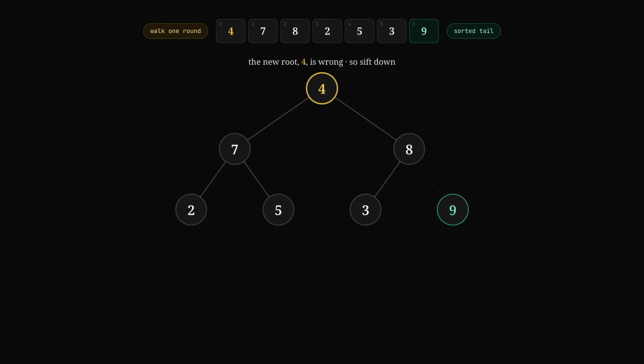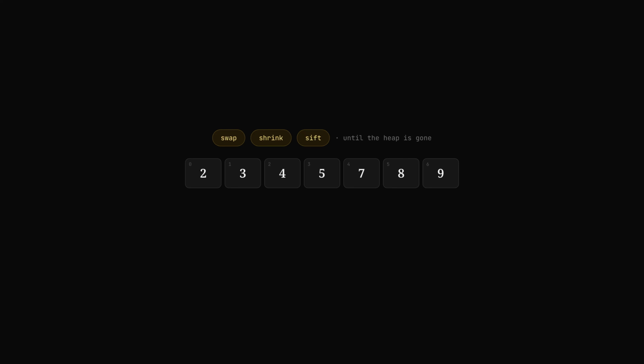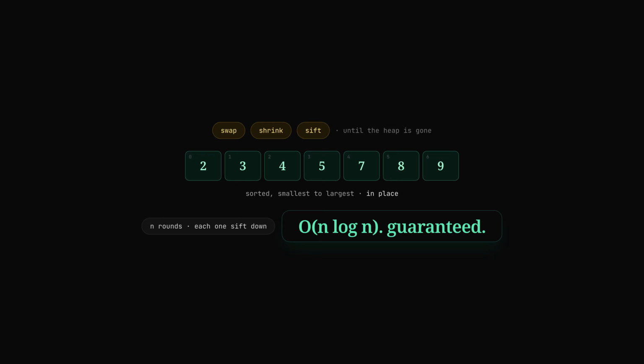The new root, 4, is wrong, so sift down. 4 against 7 and 8. The larger child, 8, wins. Swap. 4 against the 3. 4 wins. Stop. A valid max heap of 6, and the next round parks the 8 beside the 9. Swap, shrink, sift, until the heap is gone and the array is sorted, smallest to largest, in place. n rounds, each one sift down, order log n. Guaranteed. So heap sort has the guaranteed bound and constant space.